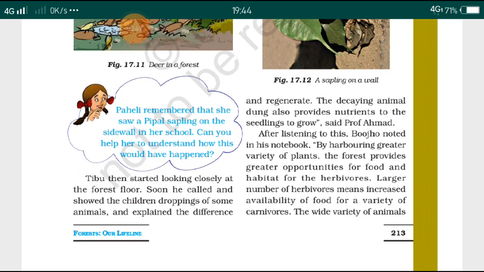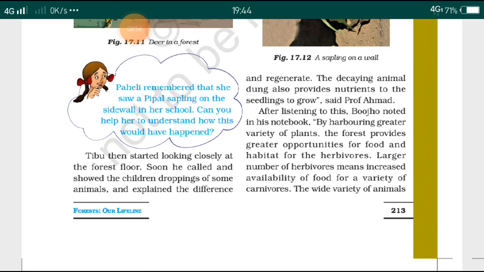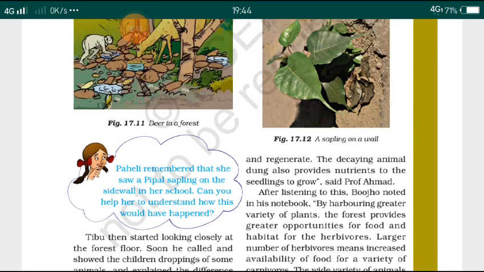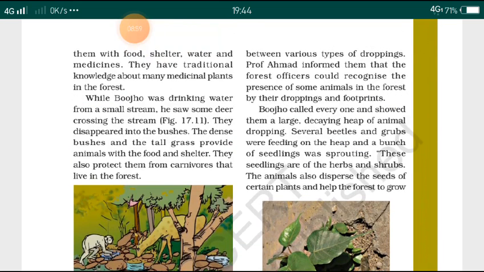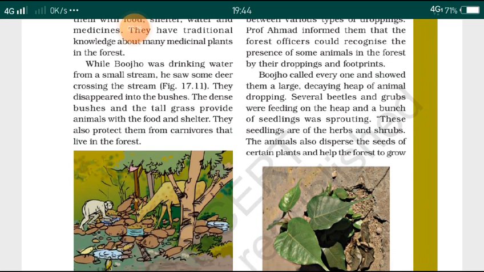Tibu then started looking closely at the forest floor. Soon he called the children and showed them droppings of some animals and explained the difference between various types of droppings. He recognized the presence of some animals in the forest by their droppings and footprints.